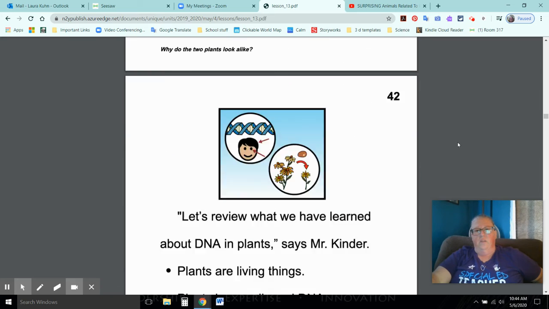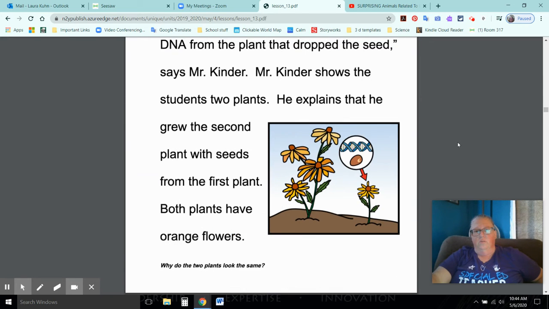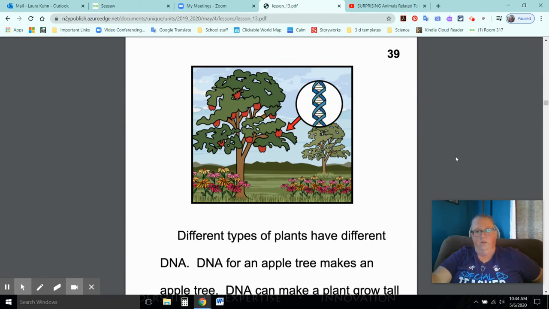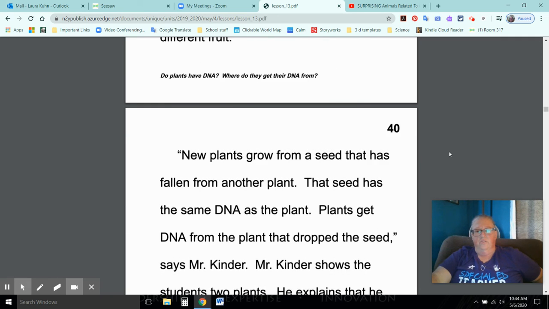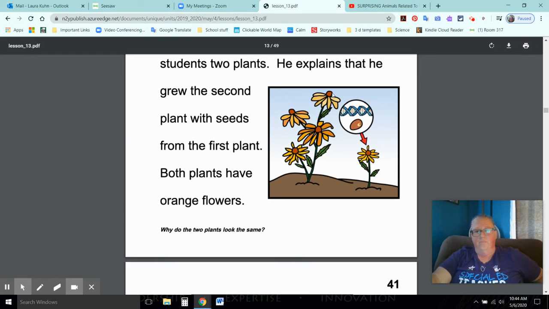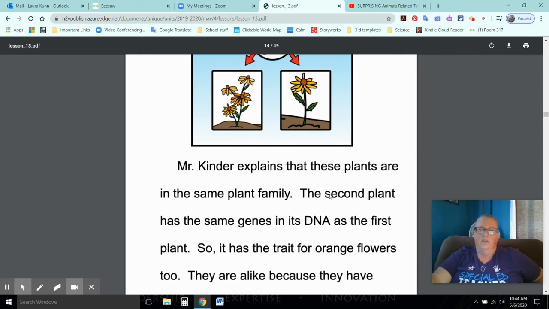So, plants, we've talked about the plant life cycle before, right? You have a plant, and on its fruit or its blossom, it drops seeds. The seeds then grow and make another plant. Okay? And that plant then drops more seeds, and so on and so forth.